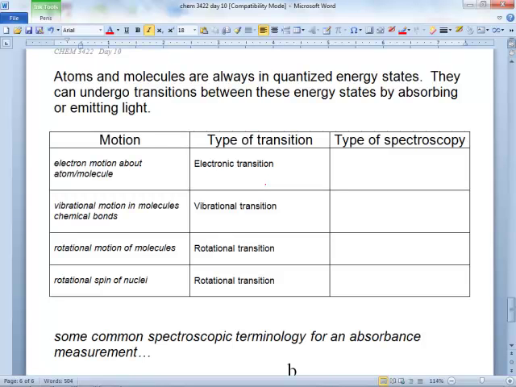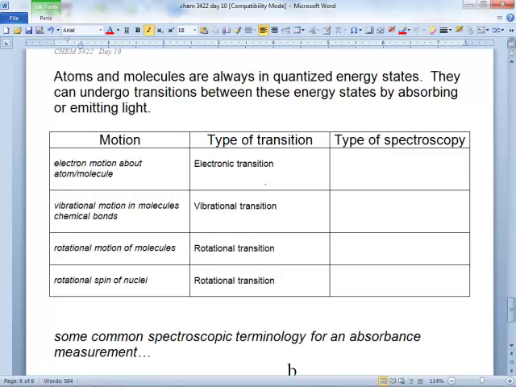Atoms and molecules are always in quantized energy states. They can undergo transitions between these energy states by absorbing or emitting light. So we have motion. You can have electron motion about the atom or molecule, right? Orbitals is a word that we use a lot to describe that motion. You can have vibrational motion in molecules, one atom going out, the other one going in, scissors motions and all these different types of motions called vibrations. Rotational motion of molecules, like the microwave making water spin, which generates all this heat, right? Or you could have the nuclei spin themselves.